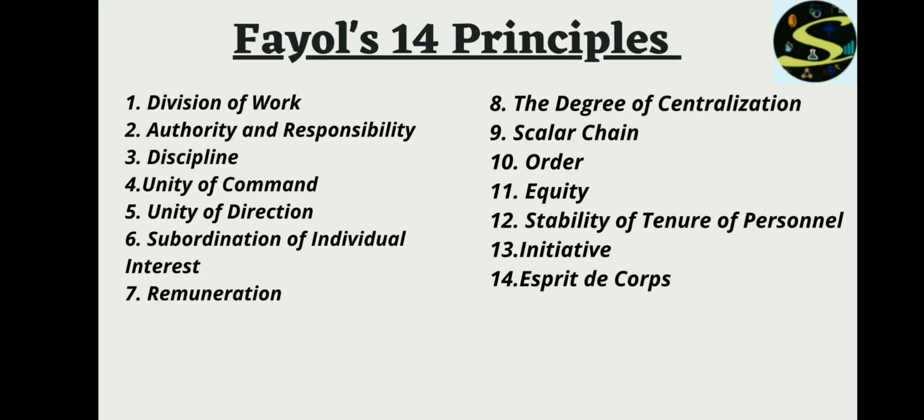According to this principle, each group of activities with the same objective must have one head and one plan. As distinguished from the fourth principle, it relates to the organization of the body corporate rather than to personnel. Subordination of individual to general interest. This is self-explanatory. When the two are found to differ, management must reconcile them.